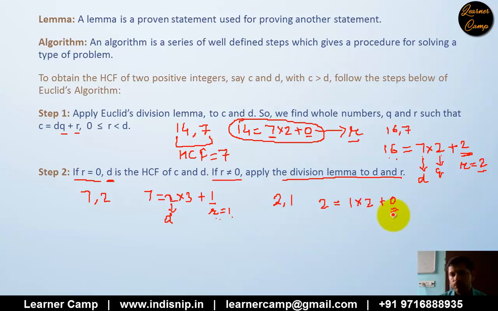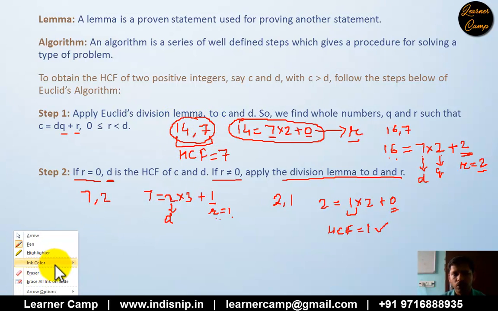So the very step where we get the remainder 0, in that step whatever is the value of D, that is the HCF. So here the D, that is divisor, is 1. So the HCF in this case will be 1. Highest common factor will be 1. Right? So this 1 is the HCF of the initial integers that we took, that is 14 and 7.